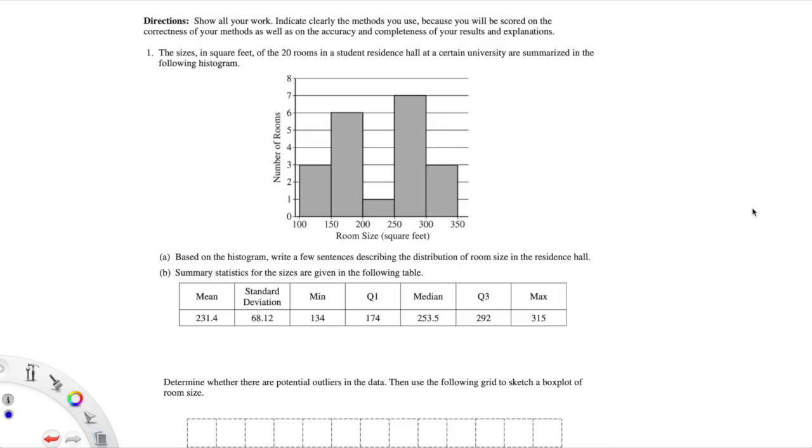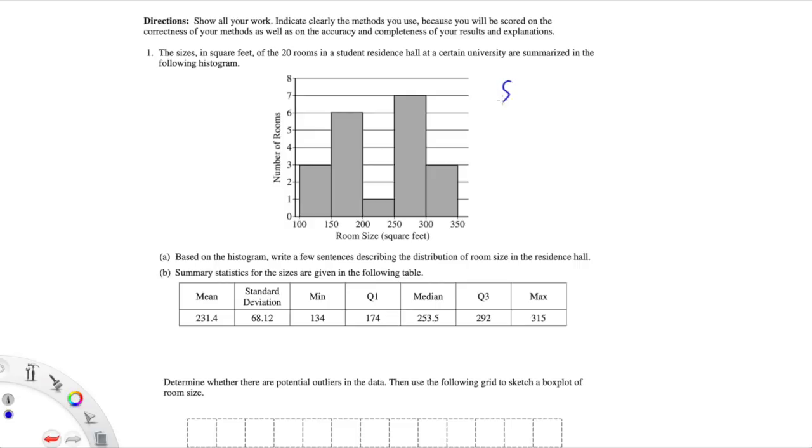So this is the 2019 AP Statistics exam. Question 1 asks: the size in square feet of the 20 rooms in a student's residence hall at a certain university are summarized with the below histogram. Based on the histogram, write a few sentences describing the distribution of room size in the residence hall. When describing a histogram, we want to give 3 details: the shape, the center, and the spread.